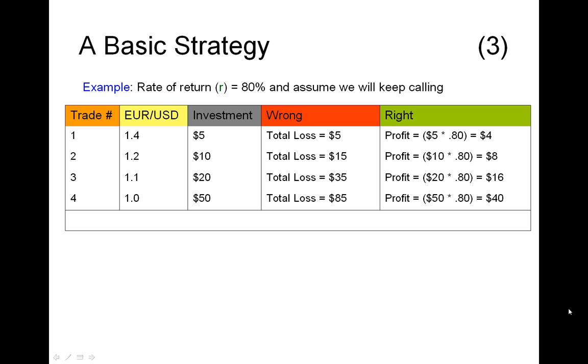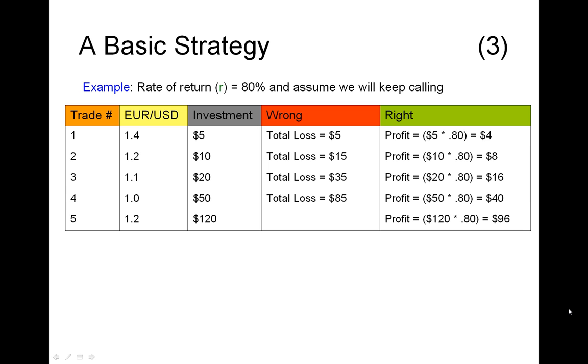But if we get this fourth trade wrong yet again, this time our total loss is $85: $50 for this trade plus the $35 we had earlier accumulated. And for the sake of example, let's conclude on a happy note. Let's say we make a fifth trade. Now this time, as it turns out, the value is greater than 1.0. We got it right. Our investment here is $120, and our profit would be $120 times 80%, which is $96. And therefore, our total profit will be $96 minus the loss thus far, 96 minus 85, which puts us at $11. That's the profit we would have made after 5 trades.